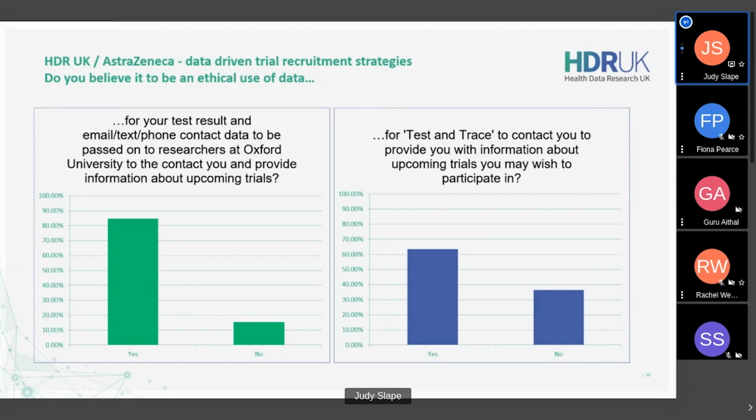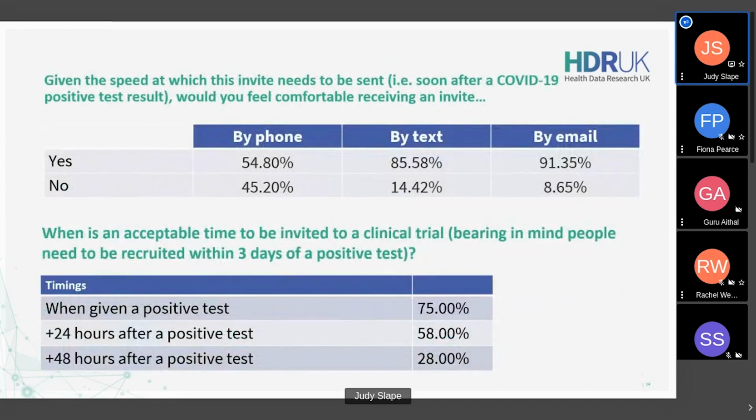Additionally, if it wasn't the researchers or test and trace contacting them to be involved, the only other source that people said would be acceptable would be for their GP to contact them about the trial. People preferred to be contacted by email, then by text, and then by phone, with common additional feedback being that phone calls could be a scam, and emails give people more time to digest things, but also that we need to think about how to overcome digital exclusion.